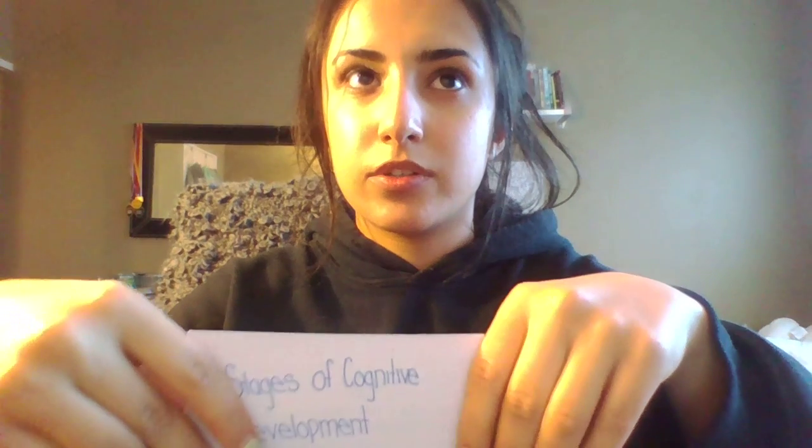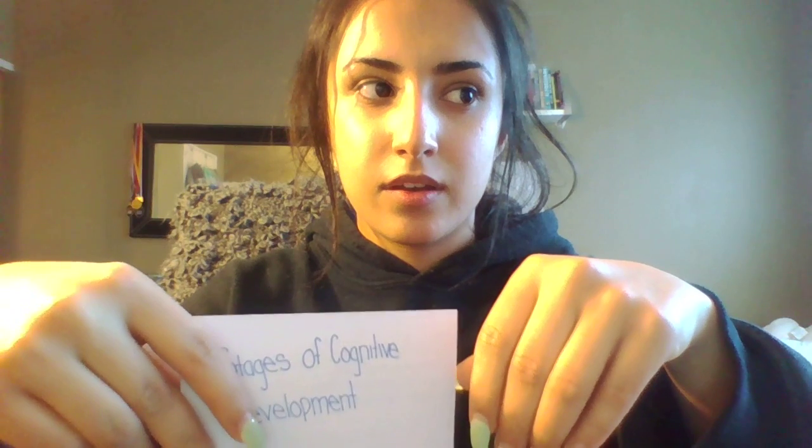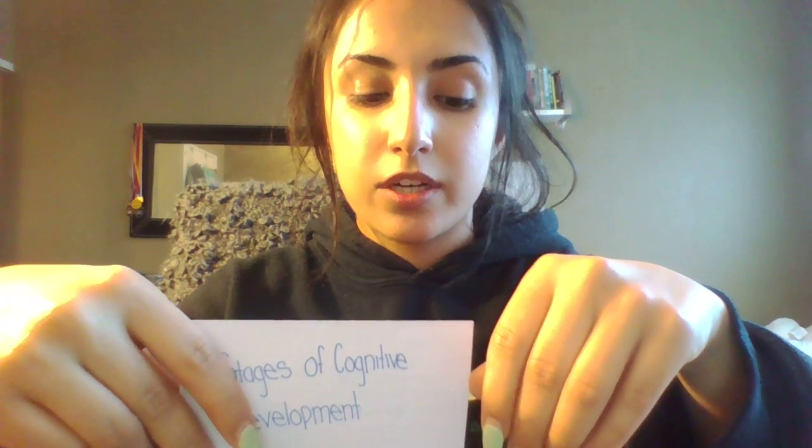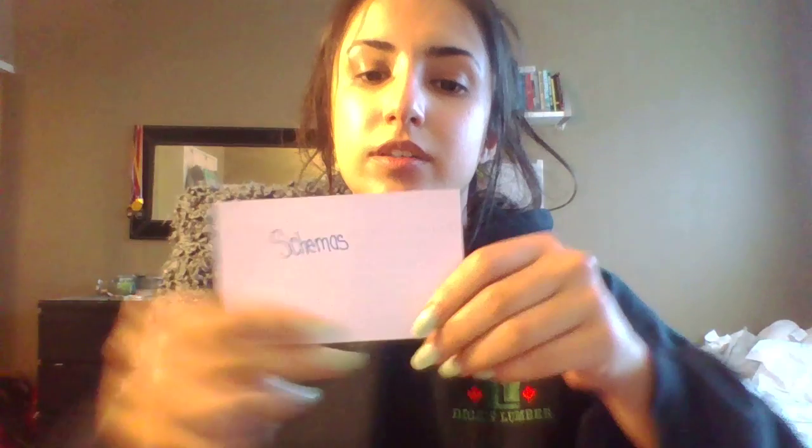The 4 stages of cognitive development are sensory motor stage, pre-operational stage, concrete operational stage, and formal operational stage. Sensory motor stage is when you're just an infant, you mostly move around and sense your environment. You can't logically think about anything. That lasts up to about 2 years. Schemas is understanding the world around you.